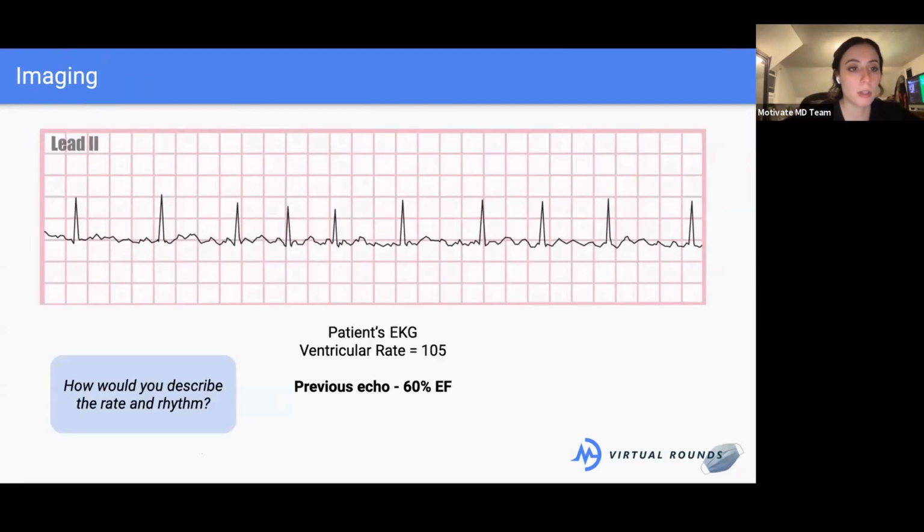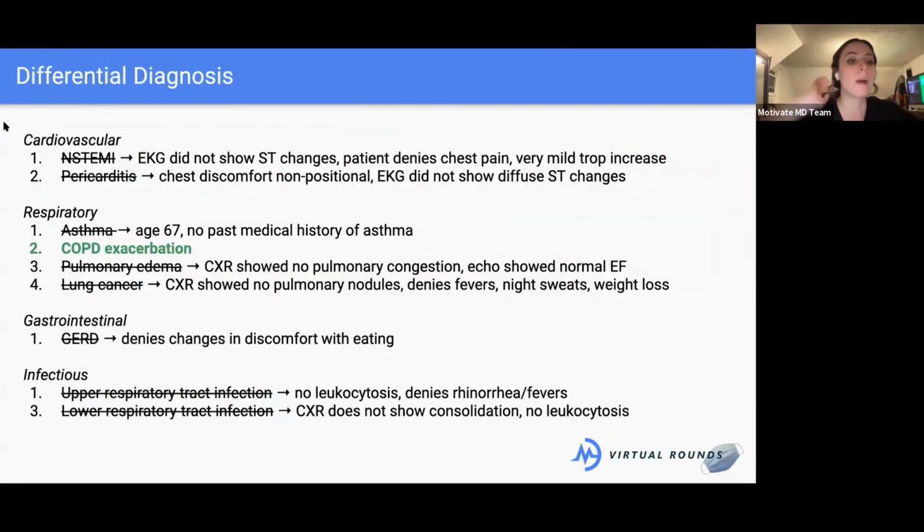All right, so I just jumped by a bunch. Here we go. Okay, so back to our differential. Now we've got all of our information. We've got the labs, the ABG, the PFTs, the imaging, and we have his HPI. We can go through our differential and cross out some things.